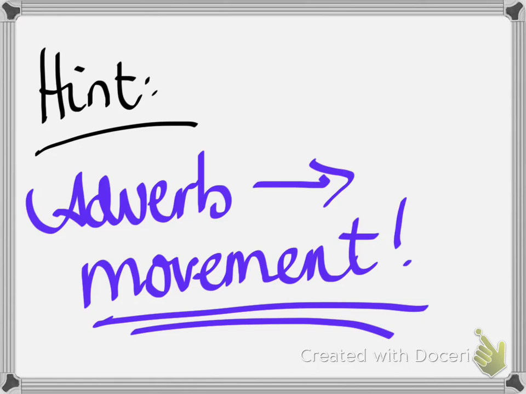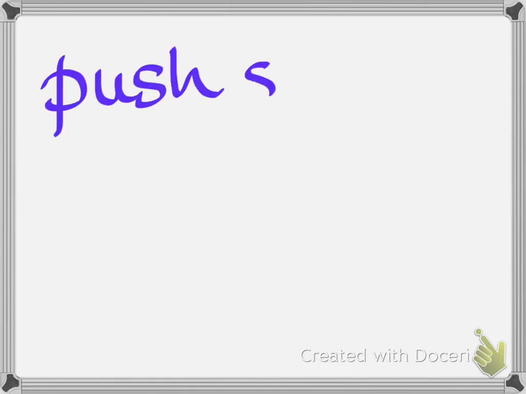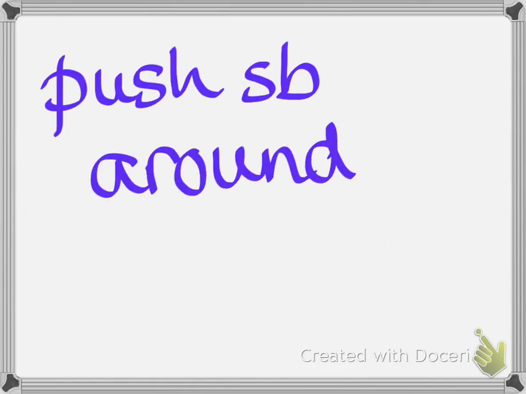Now, I specifically picked this one because the image is very visual. Push somebody around. To push somebody around means to harass them or to try to dominate them. So in this case, this phrasal verb does work with our original sentence, but we still have to check whether it preserves the meaning and whether we can do it in 2 to 5 words.